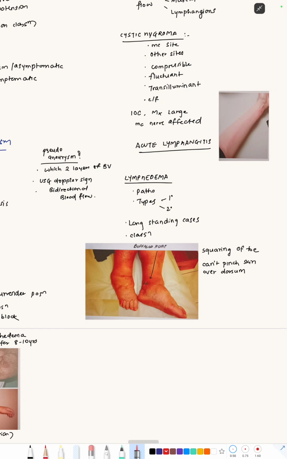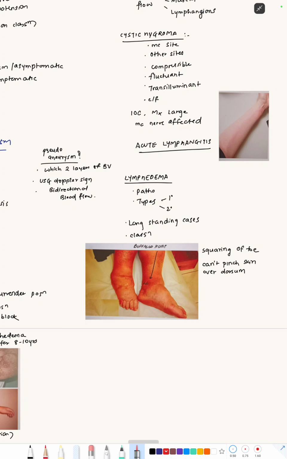In secondary lymphedema, there is increased interstitial fluid production because of inflammation, or there is damage to the drainage because of post-surgery or infection. Now, long-standing cases of lymphedema can lead to chronic skin changes, which will be discussed further. The classification is called the Brunner's classification.